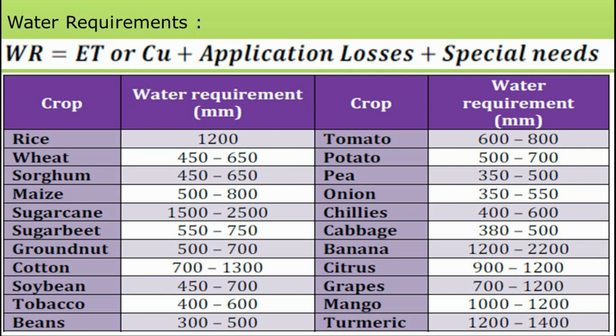Water requirement. Water requirement is nothing but ET, that is evapotranspiration or CU, plus application losses, plus special needs. Here a tabular form is given for different crops having different water requirements. Please go through that, it is a very important table from which questions may arise. The highest water requirement is for sugarcane, which is 1500 to 2500, as given in the table. Please go through the table in detail.